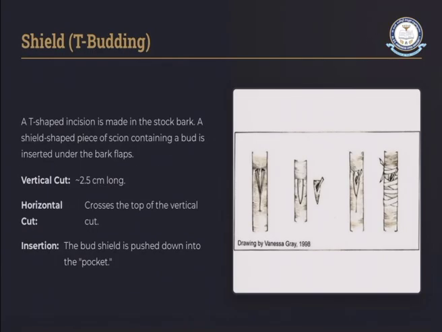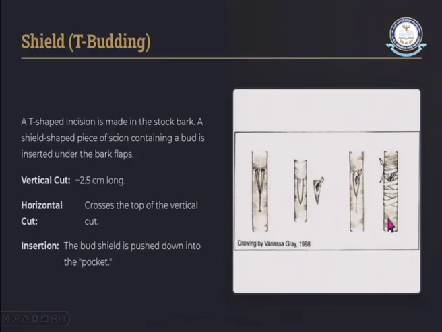Then we have shield budding, or else T budding. That means a T-shaped incision is made in the stock bark, and a shield-shaped piece of scion containing a bud is inserted under a bark flap. That means a vertical cut. We have specific cuttings that have to be made. The vertical cut has to be around 2 to 5 centimeters long, and the horizontal cut crosses the top of the vertical cut. In the incision, the bud shield is pushed down into the pocket. This is about T budding.